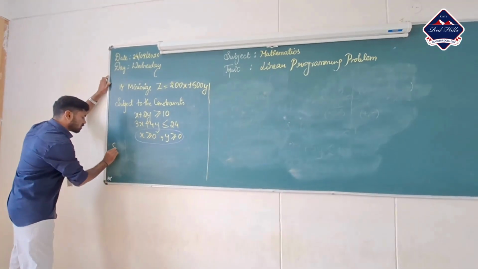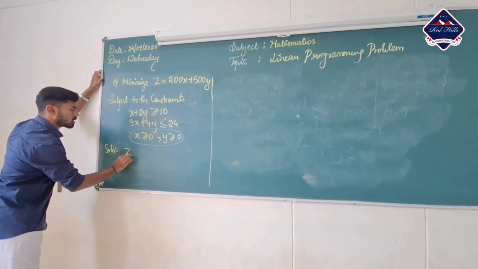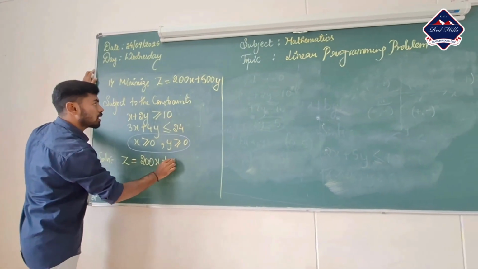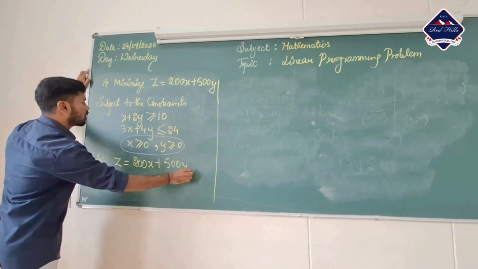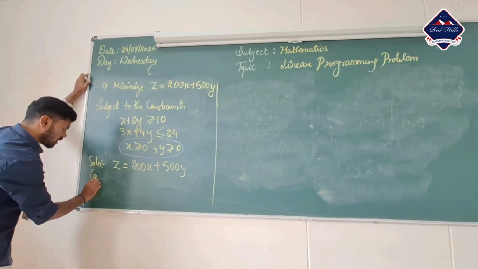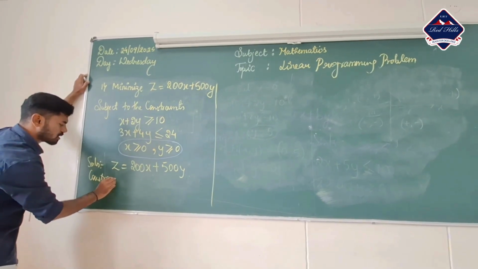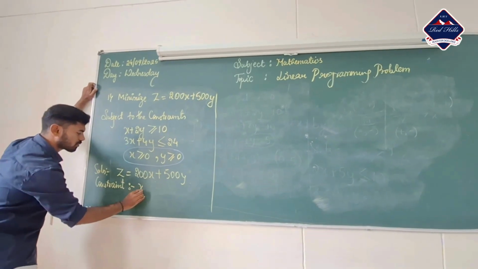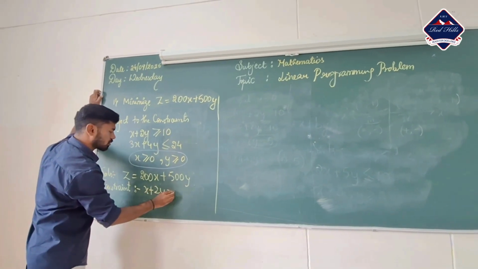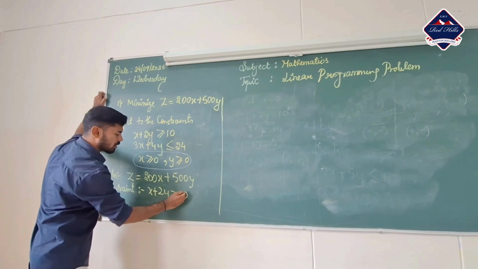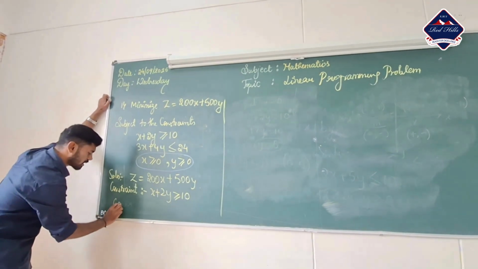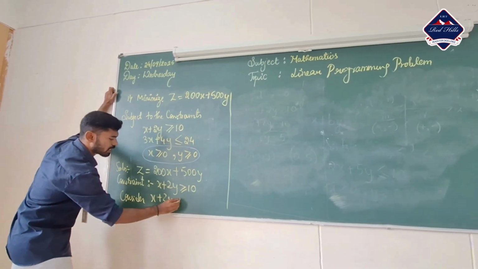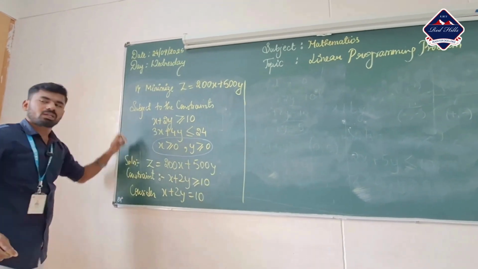So, solution, z is equal to 200x plus 500y. So what is the constraint given here? Yes, anyone? Tell me what is the constraint given here? x plus 2y is greater than or equal to 10. Let us consider x plus 2y is equal to 10.